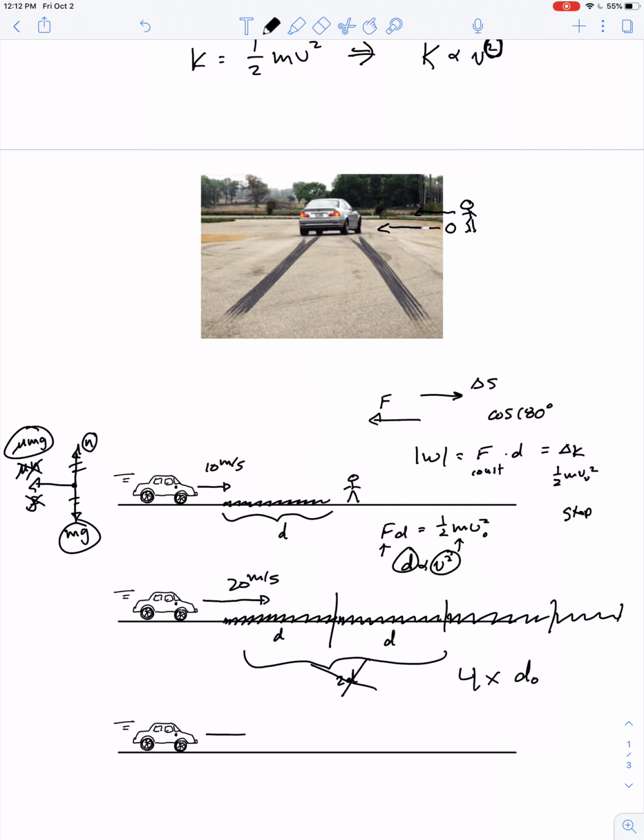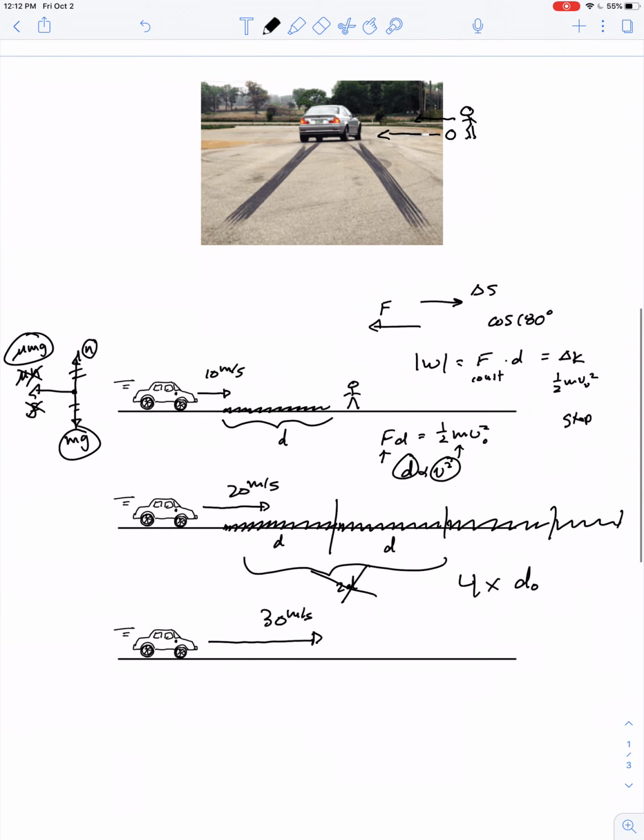So what would happen if a car were driving even faster? 30 meters per second, so going more like freeway speed in a residential neighborhood. Then how long would the skid marks be? I think you can argue that if we call this d the original distance when the speed was 10 meters per second, then in this case the distance of the skid marks would be equal to 9 times the original distance, right?